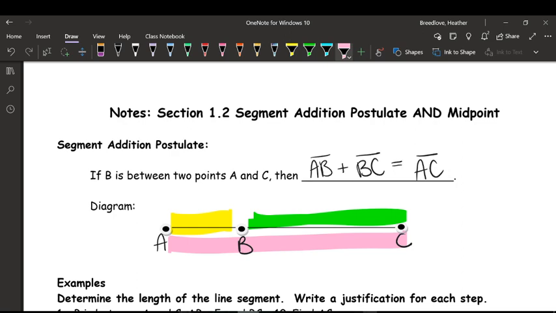And we use this postulate a lot. Later on, the segment addition postulate, I'm just going to be abbreviating that as SAP. Because when we get to proofs, and we have to write it for our justification for that step, I don't like writing that out the whole time, so I'll just write SAP. So SAP, segment addition postulate.